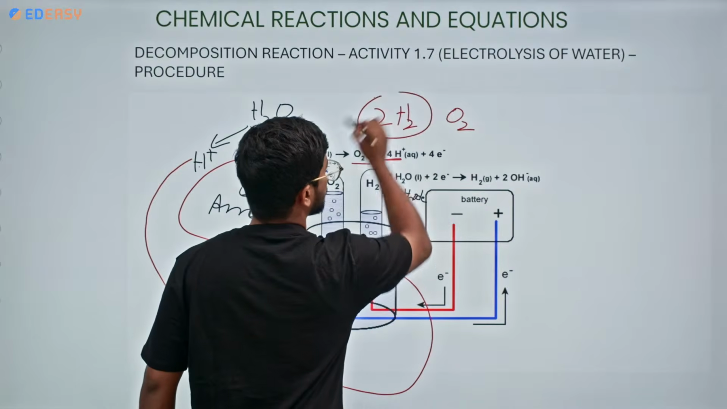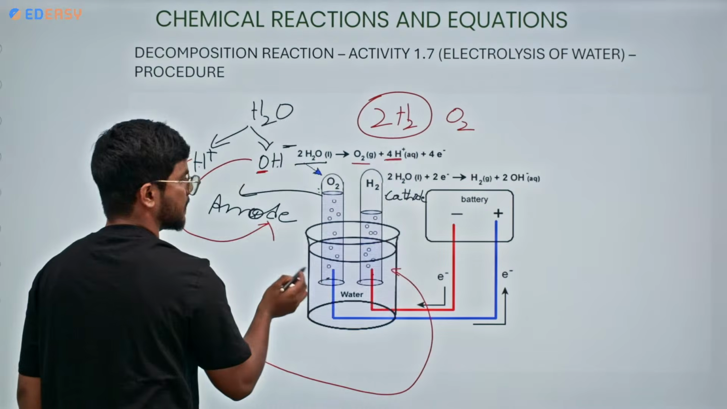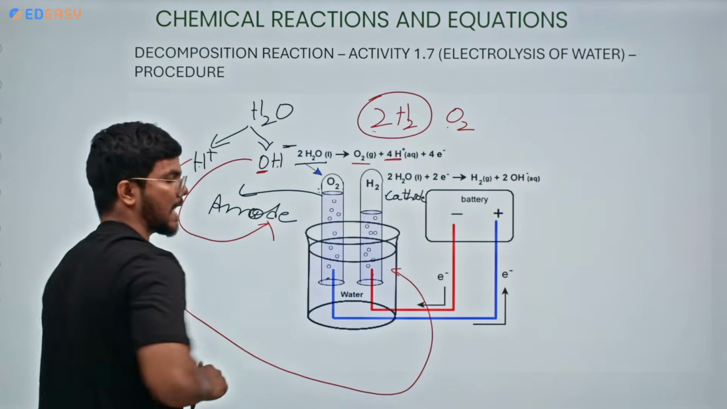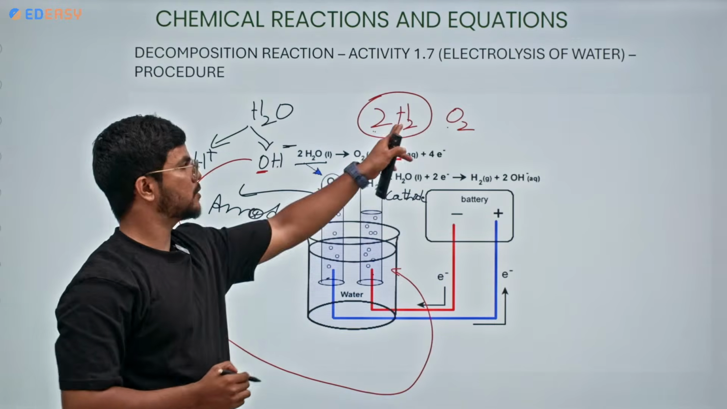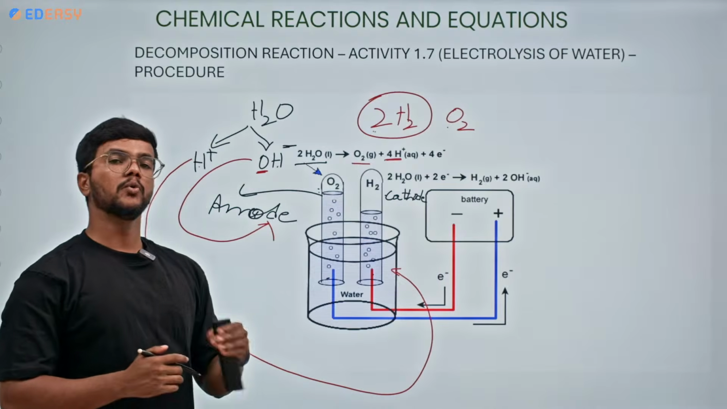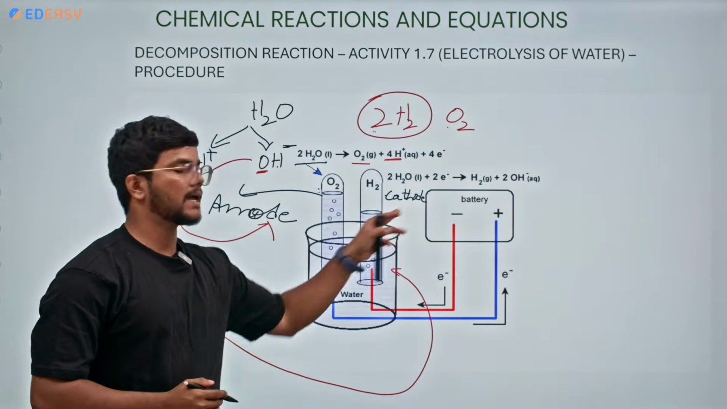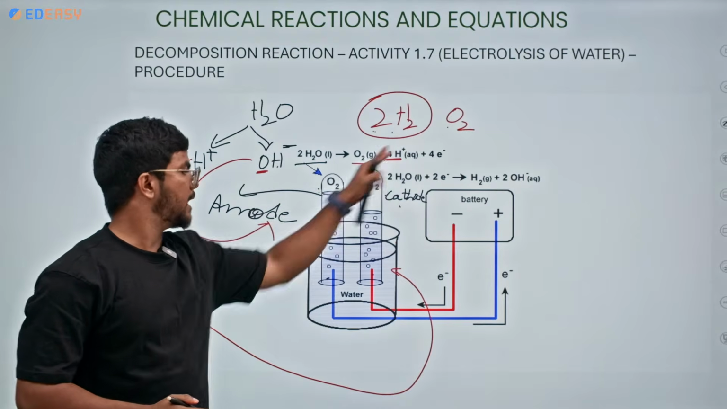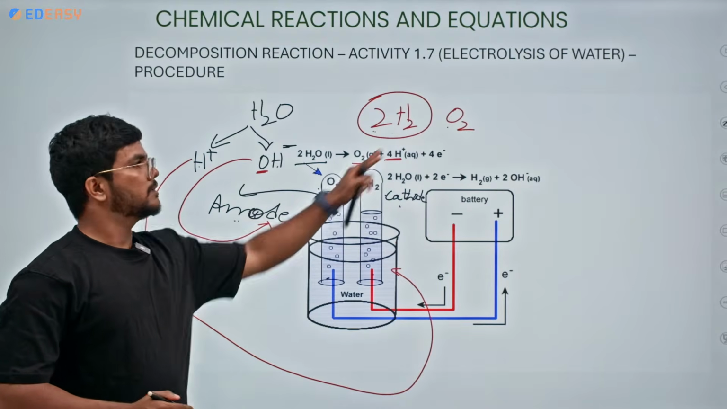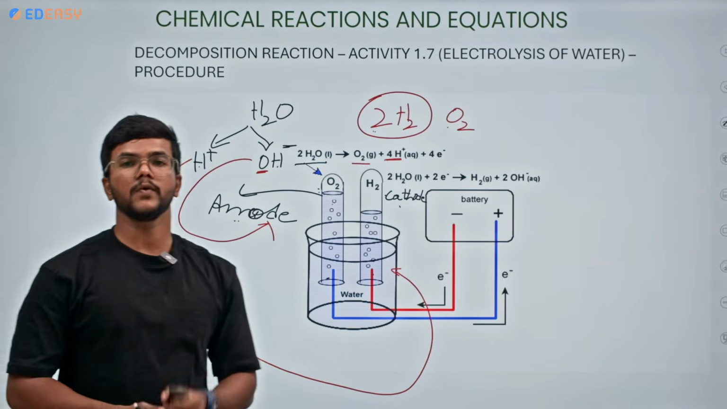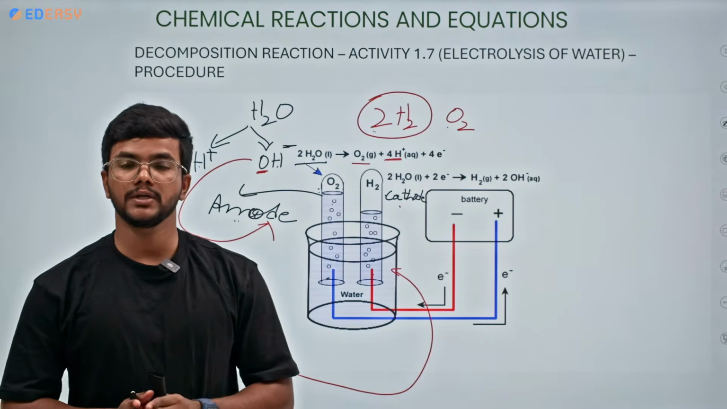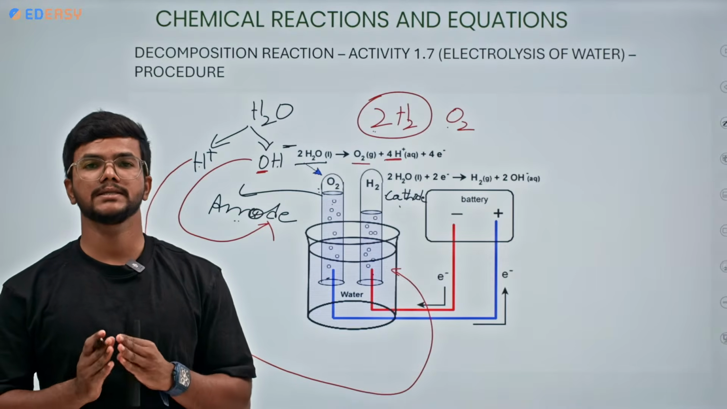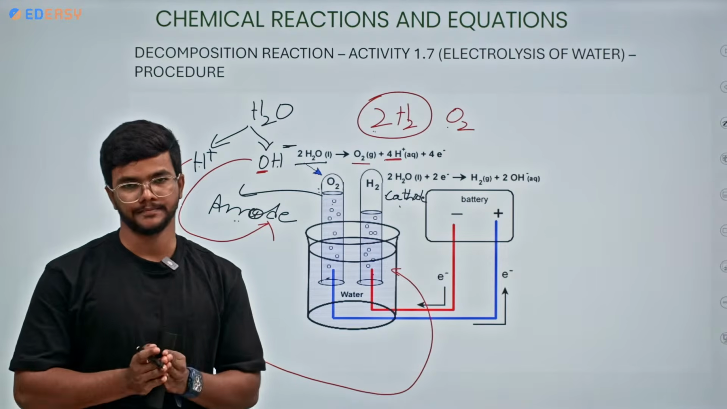So where will H2 be collected? It will be collected at the cathode, and O2 will be collected at the anode, because hydrogen ions are positively charged and move towards the negative terminal, the cathode. So at the negative terminal hydrogen is collected, and at the positive terminal, the anode, oxygen is collected. This is the decomposition of water, activity 1.7, the electrolysis of water.